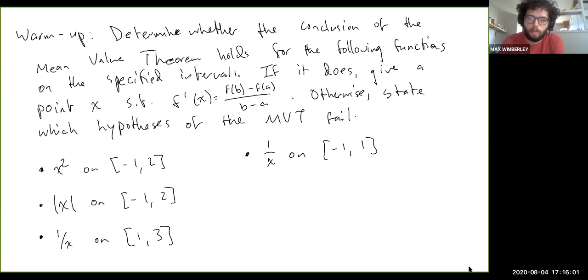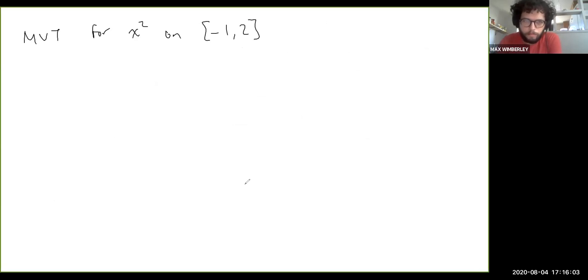Right. The statement for the mean value theorem, the hypotheses are just that the function needs to be continuous on the closed interval and differentiable on the open interval, right? And this is clearly just continuous and differentiable everywhere. So we should expect the mean value theorem to hold, right?